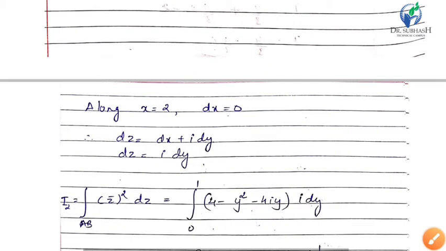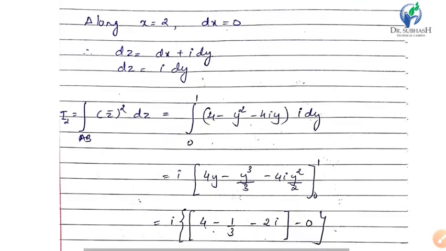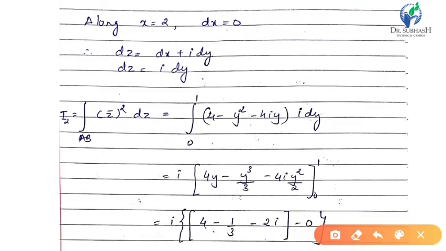Similarly, I will find along the second path, along AB. Along AB, x is equal to 2, so dx will be equal to 0. So dz equals dx plus i dy. If dx equals 0, then dz will be equal to i dy. Now my integral I2 I am taking along path AB.